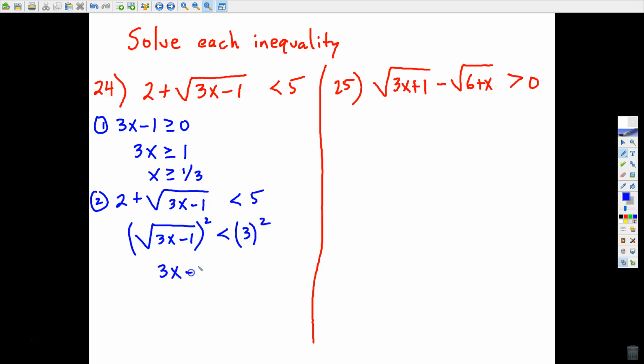That gets rid of the radical, and I get 3x minus 1 is less than 9. Add 1 to both sides. 3x is less than 10. X is less than 10/3.